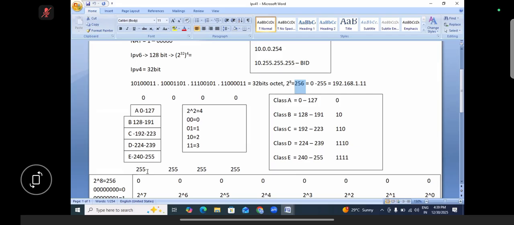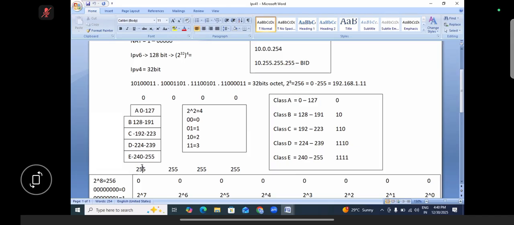I'll tell you why. Don't worry. So, 0 to 255 is a very huge combination. That's why the IANA people divided it into 5 classes. That is called IP address classification.